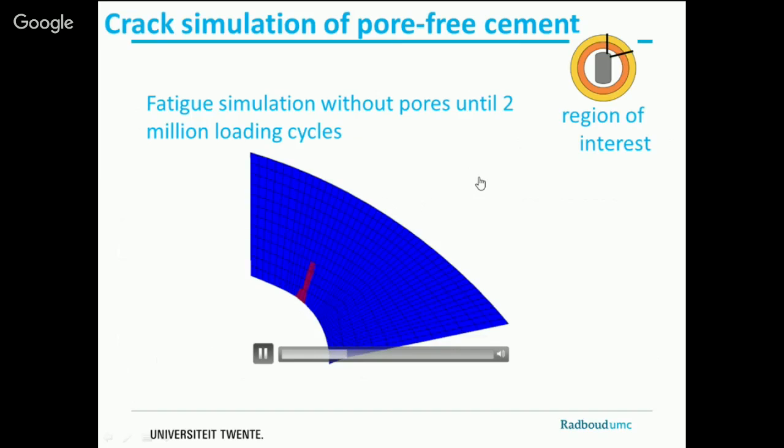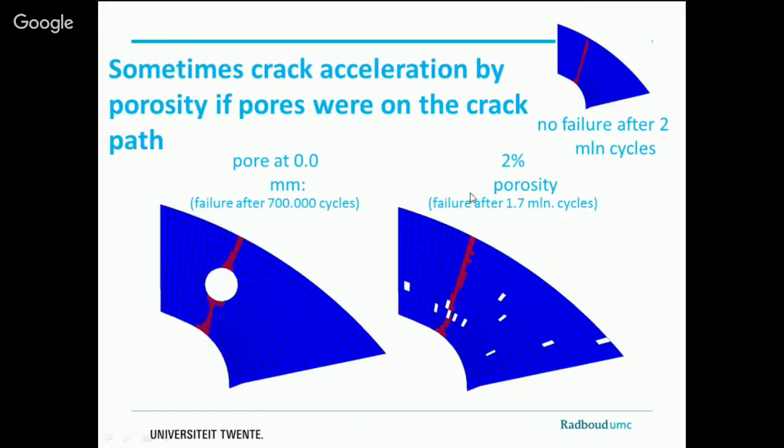So we should have run it until 3 million loading cycles. Okay, so this is a crack propagation. If we have a pore on the track of the crack, it will crack earlier, at 700,000 loading cycles. So at 2 million loading cycles, we didn't end up here, huh? But if there is a pore on the track, it's going to accelerate the cracking.